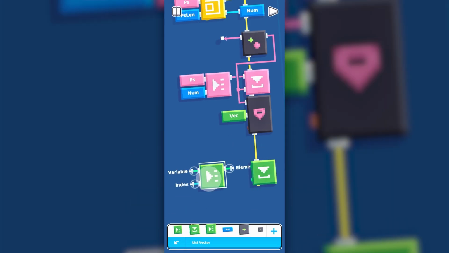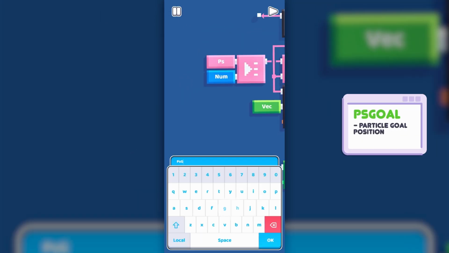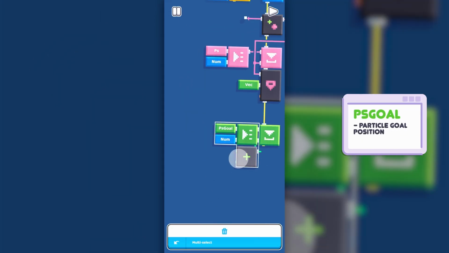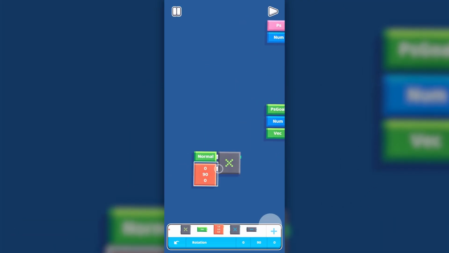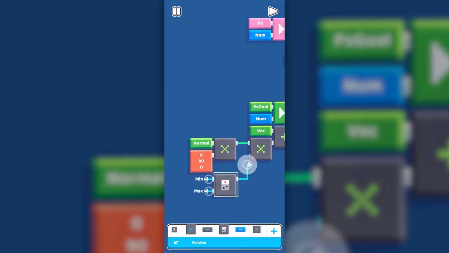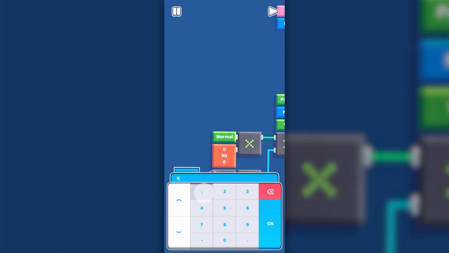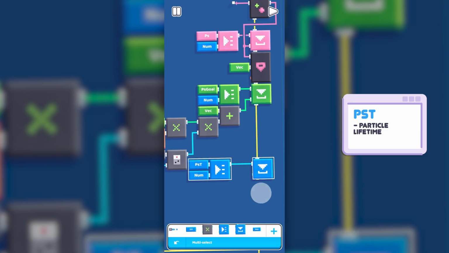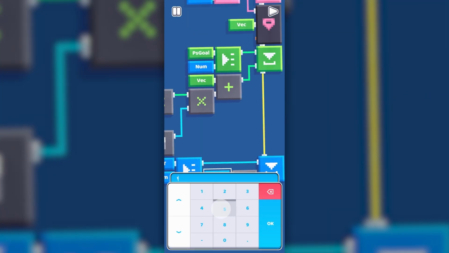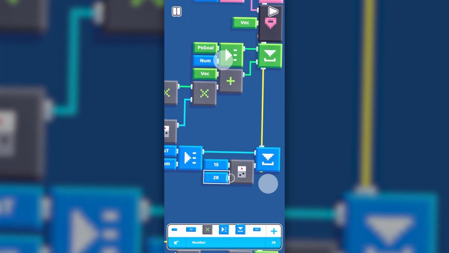Further, go to position. We'll be using the vector as a starting point and add an offset based on the normal rotated by 90, before scaling it with a random value between -1 and 1. Then, for its lifetime, we'll have a random value between 15 and 28, specifically 28.